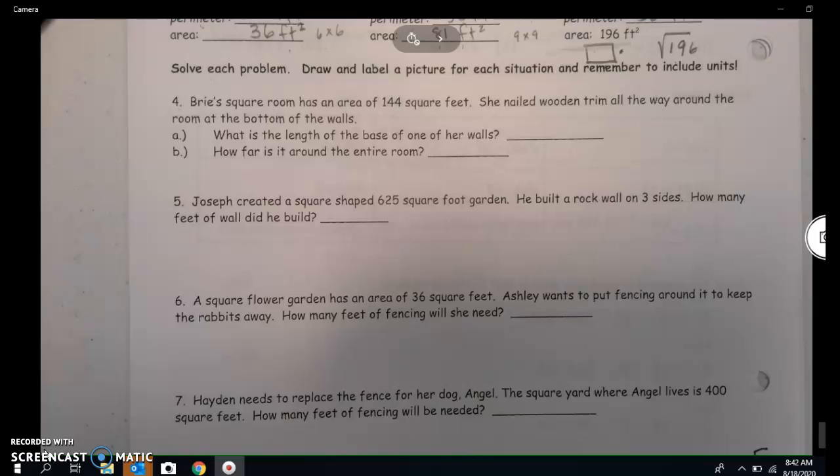So you can go ahead and work on numbers 4 through 7 and then follow the instructions in It's Learning for the rest of the assignment.